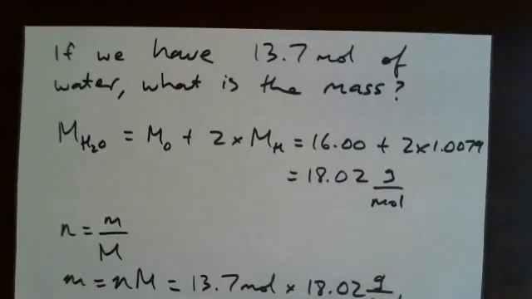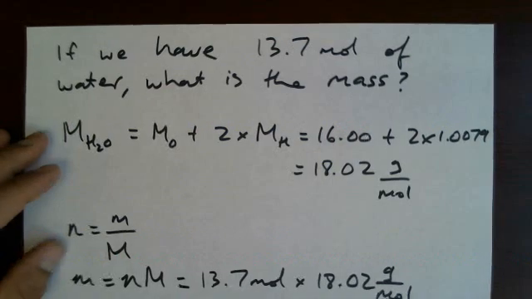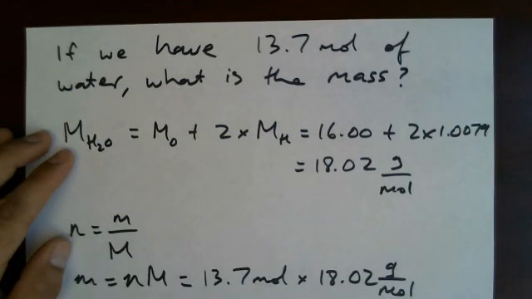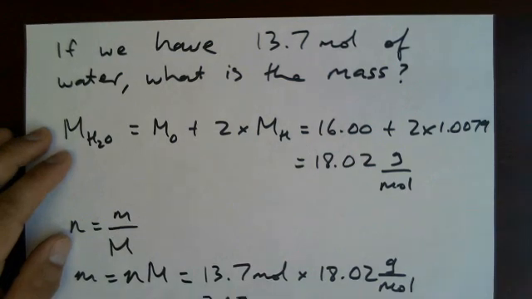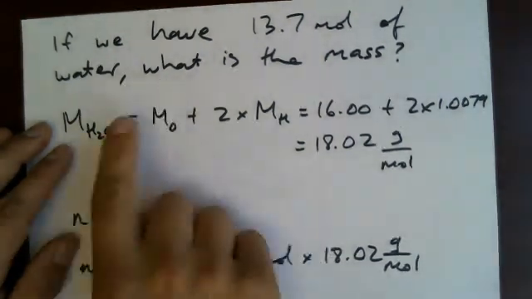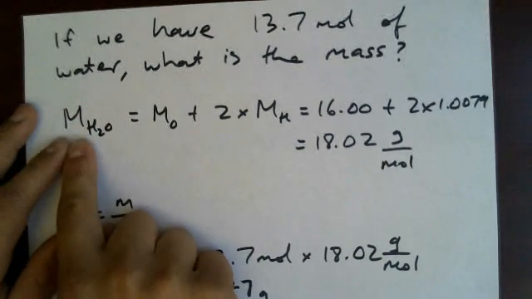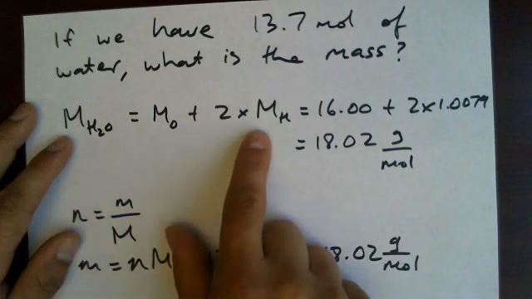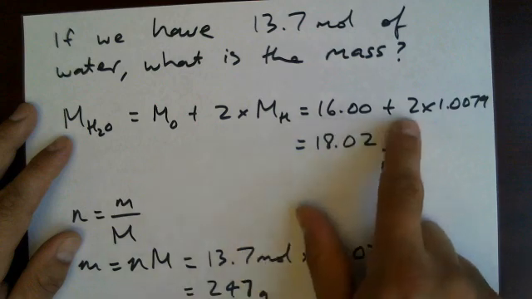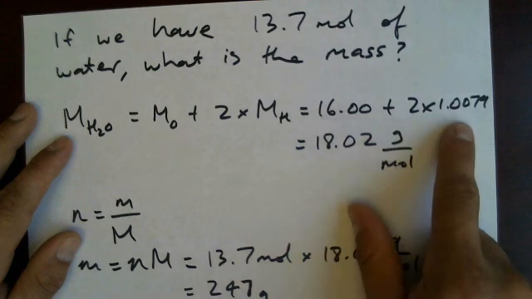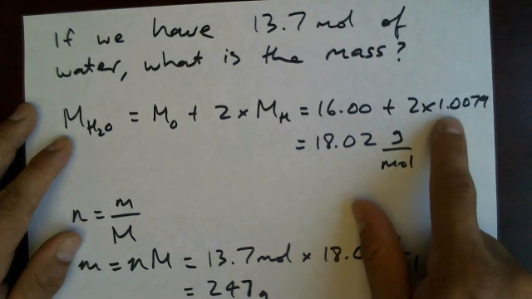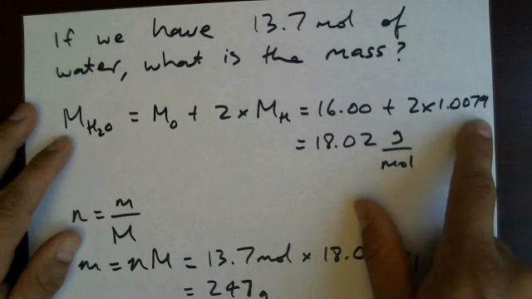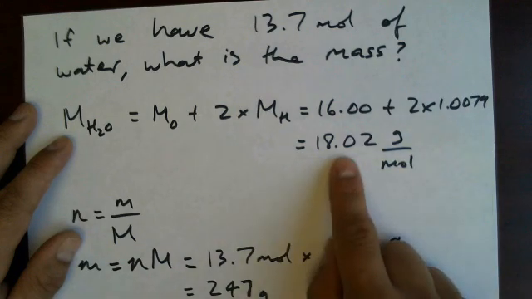If we have 13.7 moles of water, what is the mass? This is a way of manipulating that formula around a bit. But first of all, we need to know the molar mass of water. The molar mass of water is going to be the molar mass of oxygen, which is 16, plus 2 times the molar mass of hydrogen, which is 1.0079 grams per mole, to give us a total of 18.02 grams per mole.